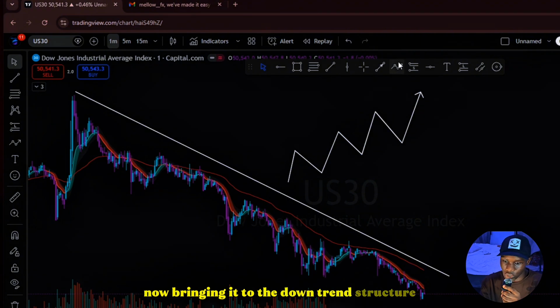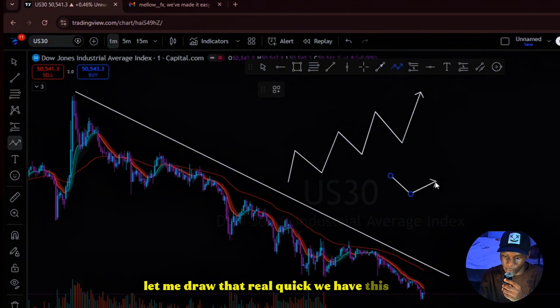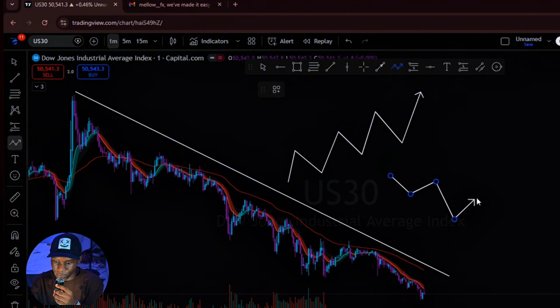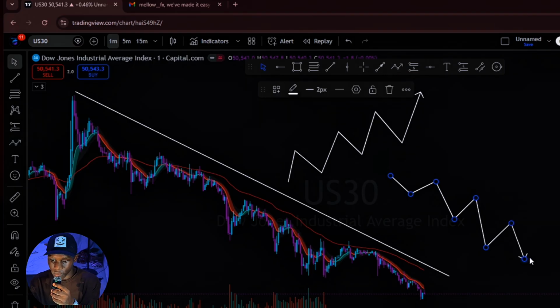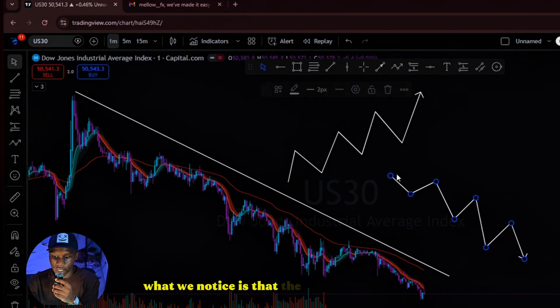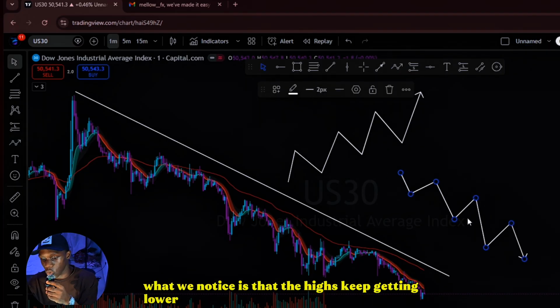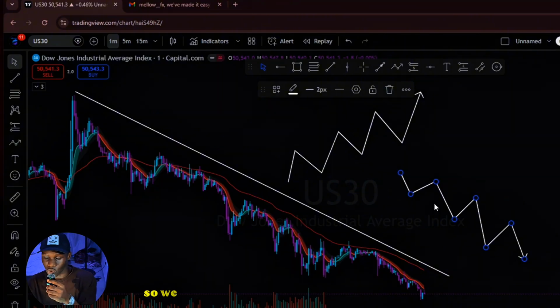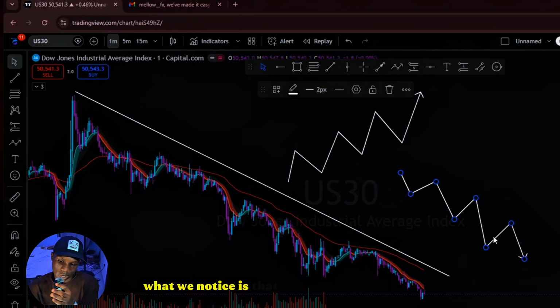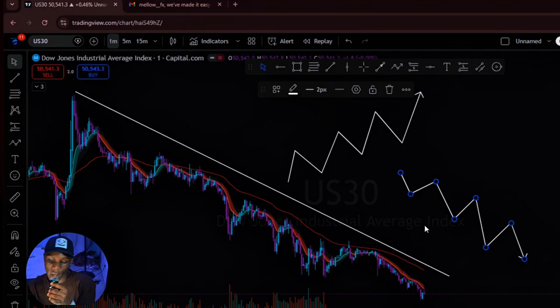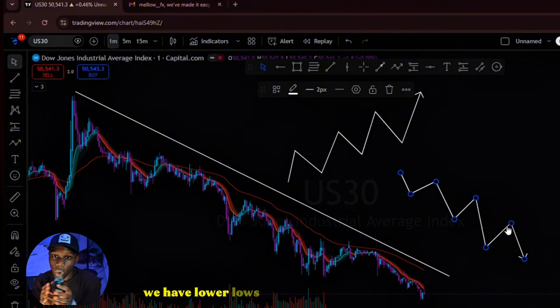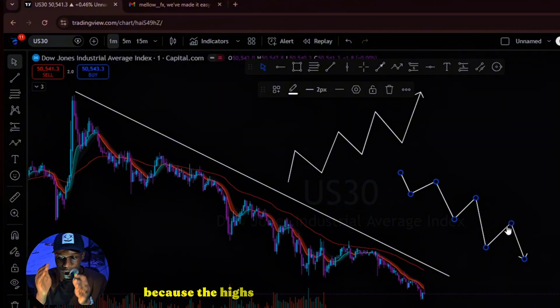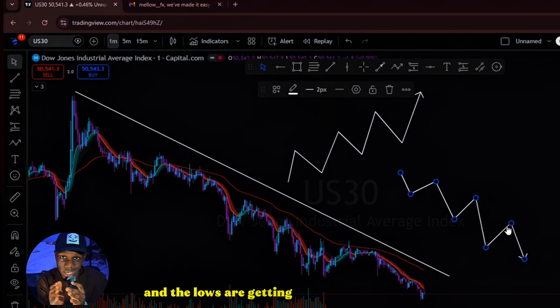Now bringing it to the downtrend structure, let me draw that real quick. We have this as the downtrend structure. What we notice is that the highs keep getting lower and the lows keep getting lower as well. We have lows and highs, lows and highs, and it keeps going. So in a downtrend structure we have lower lows and lower highs, because the highs are getting lower and the lows are getting lower as well.